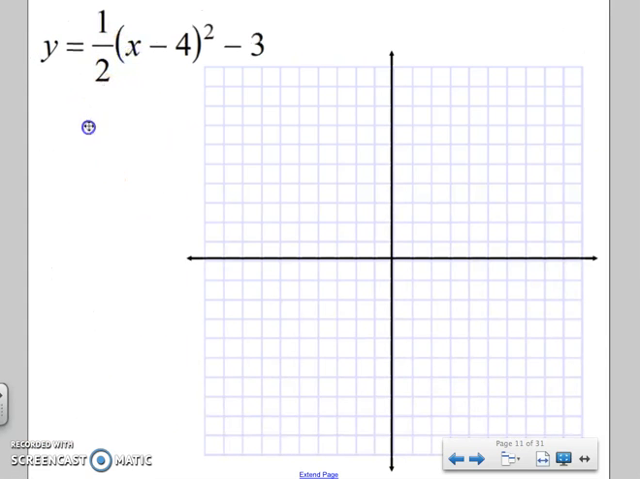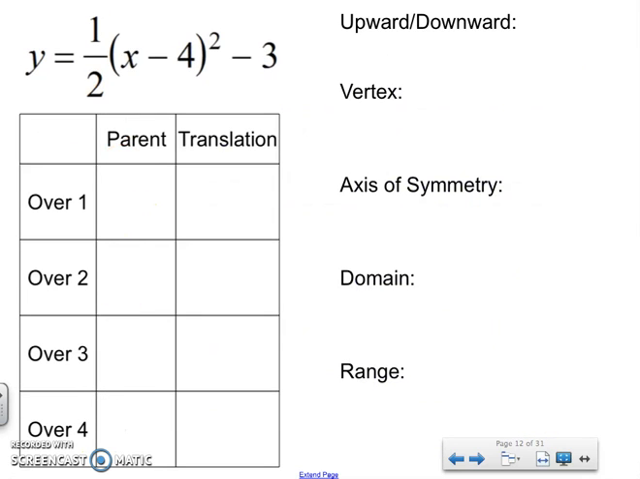So let's take a look at this problem. I'm going to flip to your bottom side. We've got 1/2 (x minus 4) squared and then a negative 3. So remember the parent function, if I went over 1, it was 1, 4, 9, and 16. So that's the generic function, or parent function.